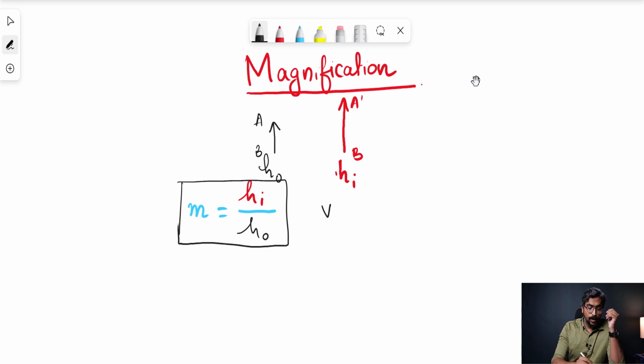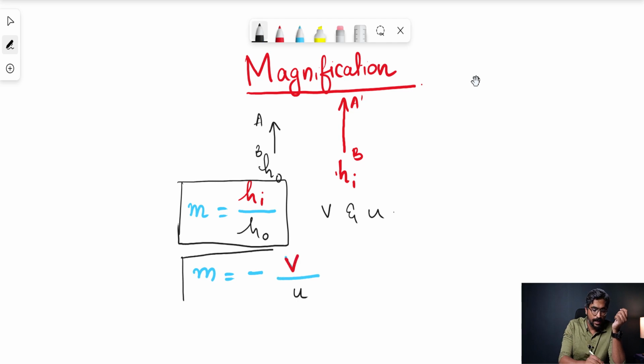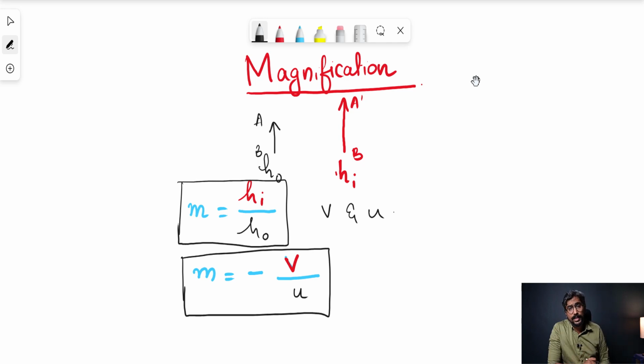And if I only know two terms, that is V and U, then also no need to worry, we have an equation for that too. That is, magnification is equal to the negative of V by U. So you get two equations, that is HI/HO as well as -V/U. In numericals you can use both equations according to the question. If HI and HO are given, then you can find the magnification by the first equation, and if you are given U and V, then you can use the second equation and find the magnification.